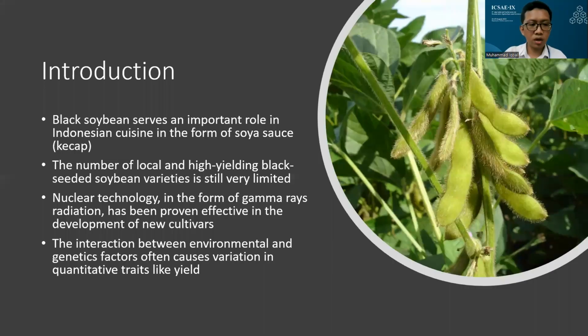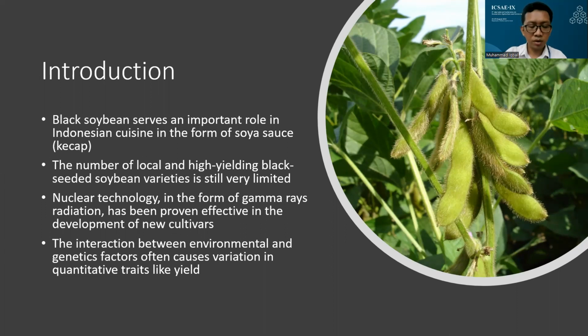To begin with, we know that black soybean serves an important role in Indonesian cuisine in the form of soya sauce or ketchup. However, the number of local and high-yielding black soybean varieties is still very limited. It is still dominated by yellow ones used for tempeh. The nuclear technology in the form of gamma rays radiation has been proven effective in the development of new cultivars by its ability to generate new genetic variation.